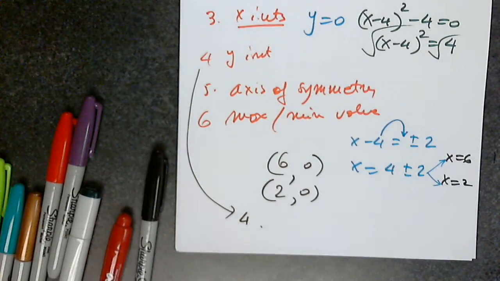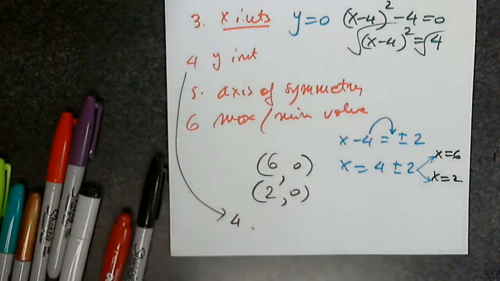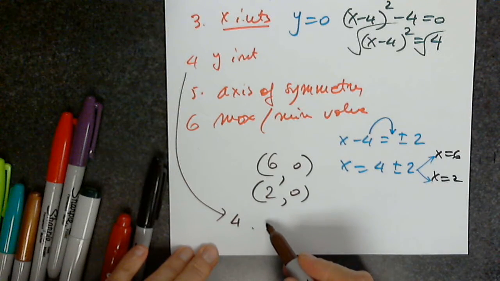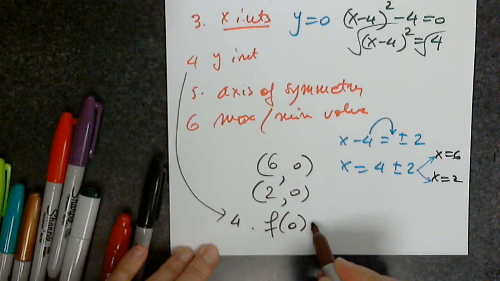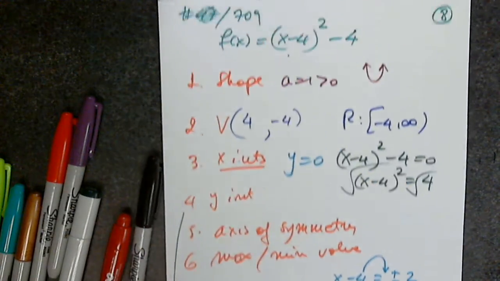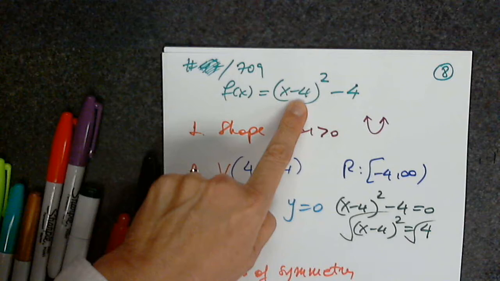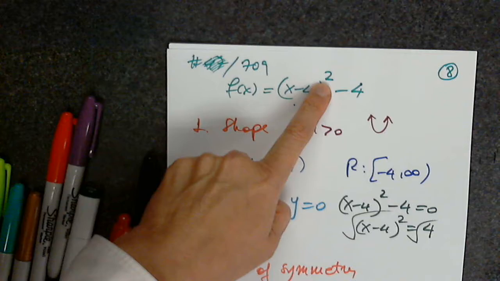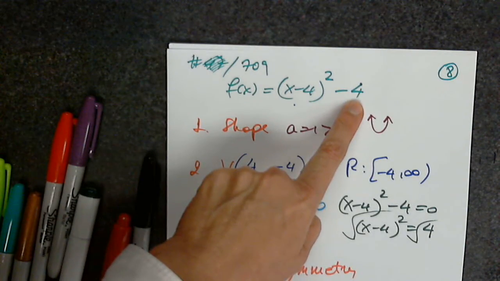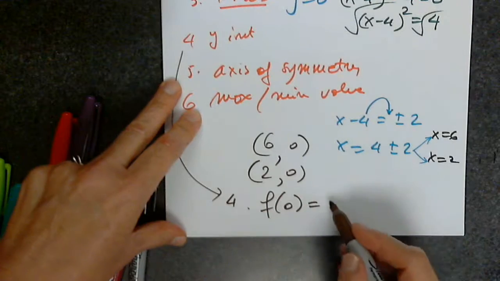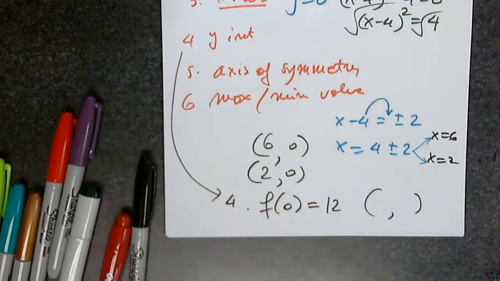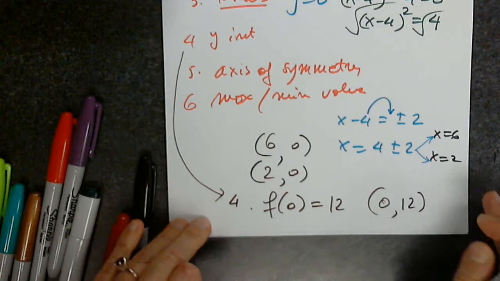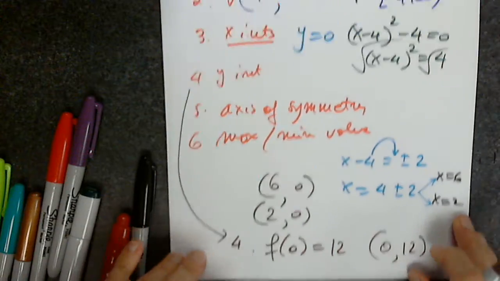The y-intercept. How do I determine the y-intercept? Yes. So I have to find f of 0. So let's do this together. 0 minus 4, negative 4 squared, 16 minus 4. That's it. So what is the ordered pair that represents the y-intercept? 0, 12.